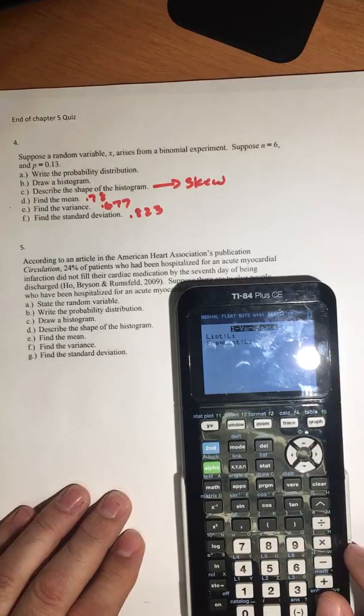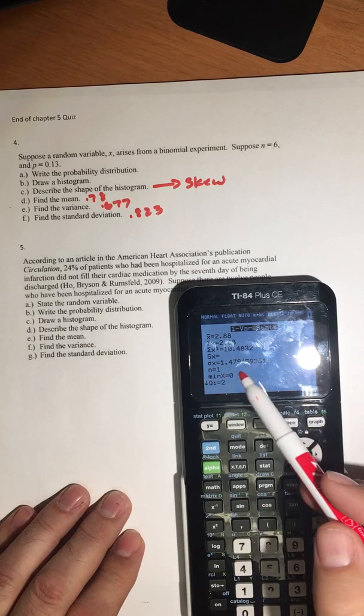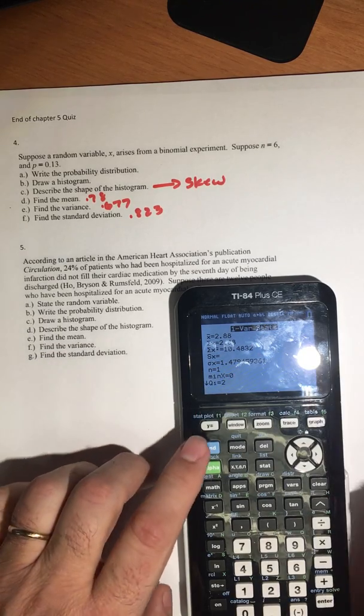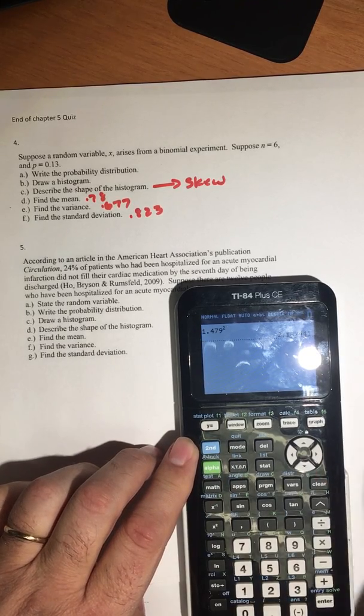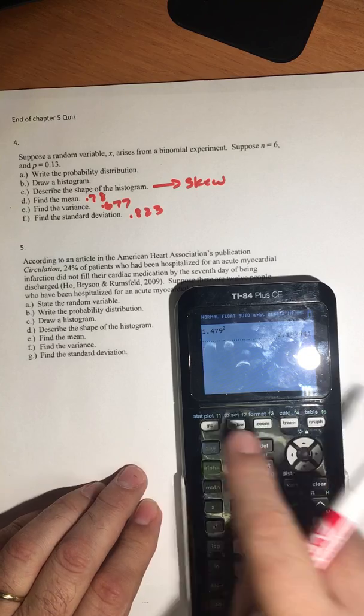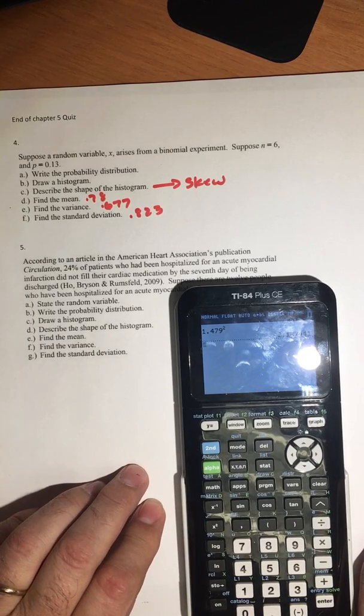Find the mean. Stat calc, 1-Var Stats on list 1 and list 2. So the mean is 2.88. Find the variance. So that's going to be 1.479 squared. So we're going to go 1.479 squared. So that's 2.187. And find the standard deviation. Standard deviation was the 1.479.